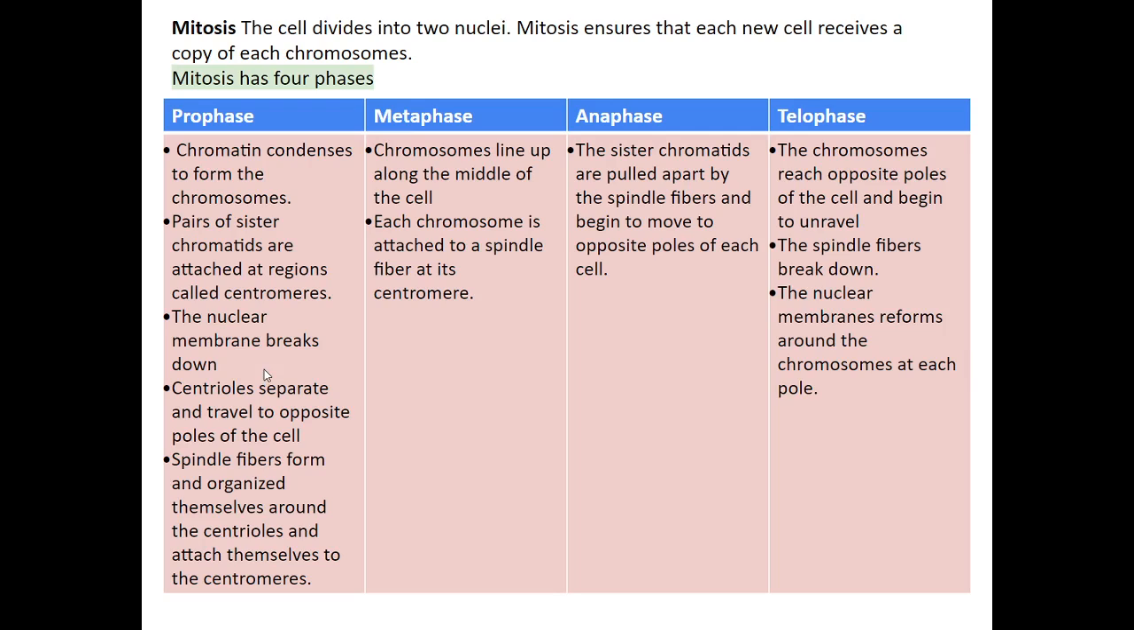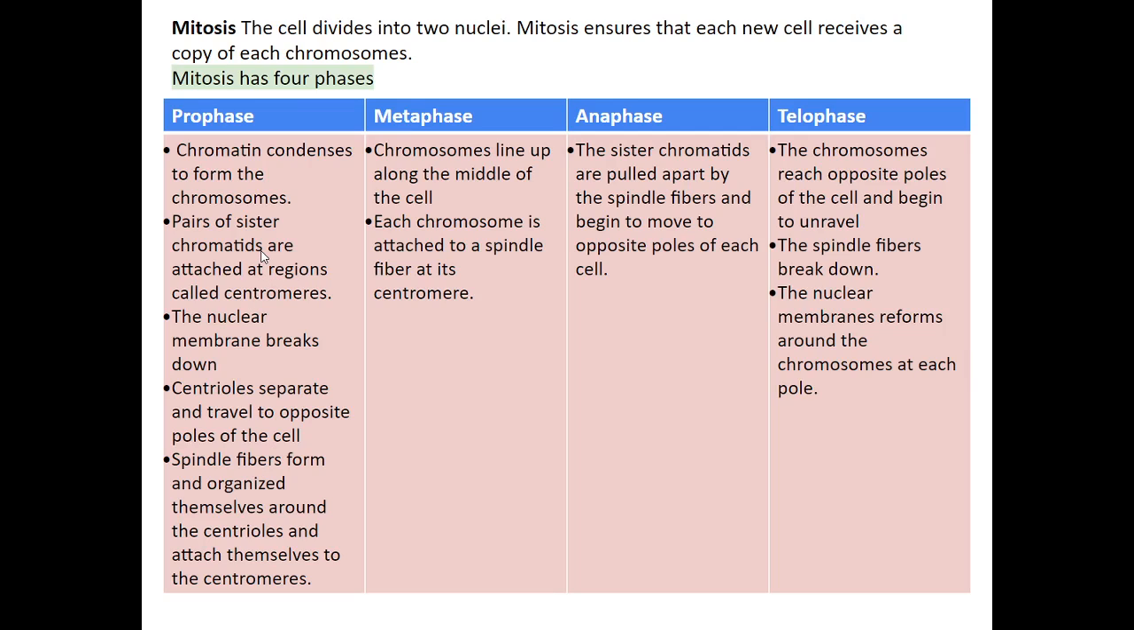Remember, all this is happening inside the nucleus, but now I need some room to work. So the nuclear membrane breaks down and moves out of the way so that I can have the whole cell to do this job. These centrioles, which are kind of like cranes, and spindle fibers, which are kind of like the cables on a crane, start to form and attach themselves to the central regions of these chromosomes, or these sister chromatids.